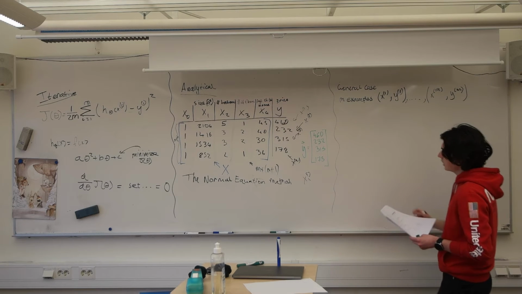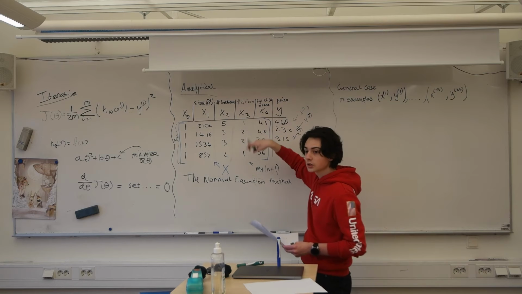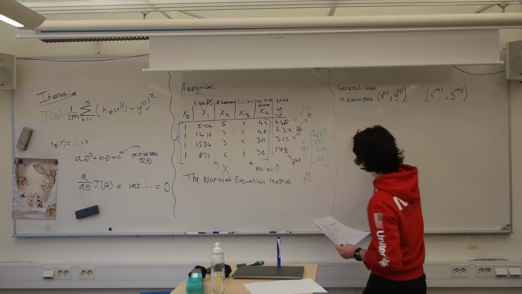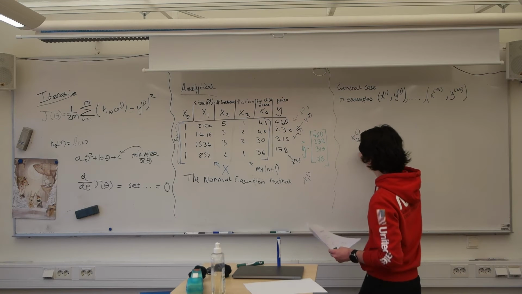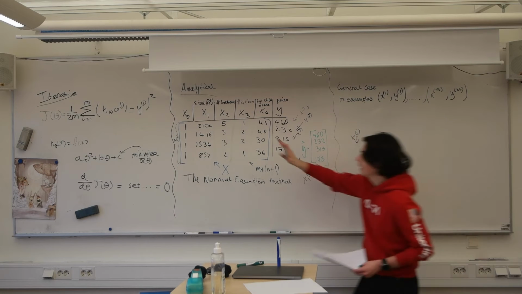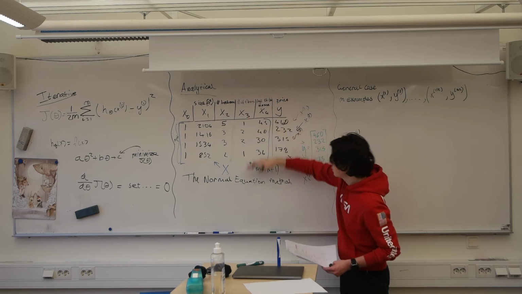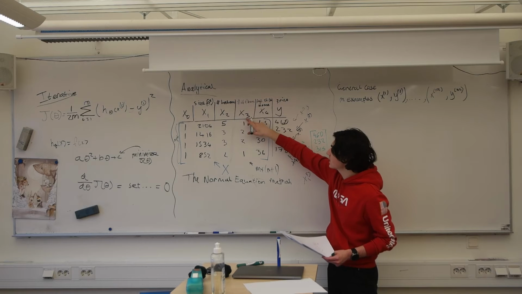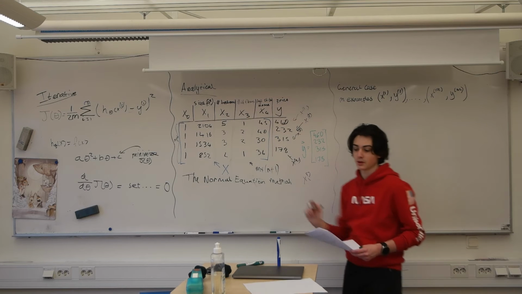And by the way, if we want to know which column we're in, which feature we're talking about, it would be like this, x_j^(i). So j is going to be the number here, i is going to be which row. So if j is 3 and i is 2, it will be this number that we're talking about.